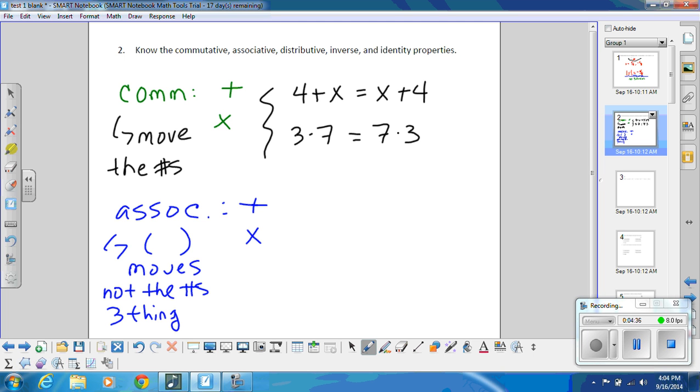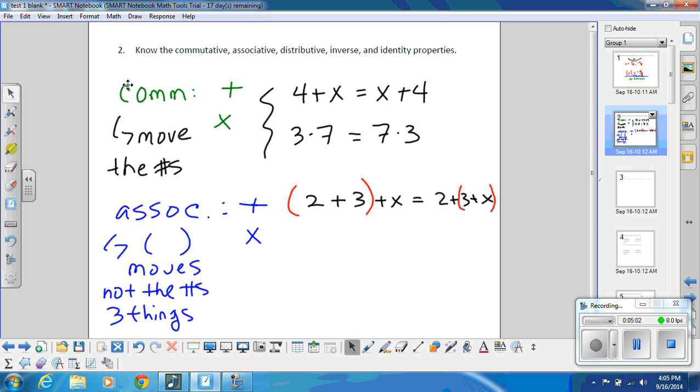I don't want to put numbers. Let's just say things. So let me give you an example of what this would look like. If you had (2 plus 3) plus x is equal to 2 plus (3 plus x), notice, did my numbers move at all? No. But watch what's going to move. Take my parentheses right there in the first one, and I move it to that one. So the parentheses moved. That's the associative property.